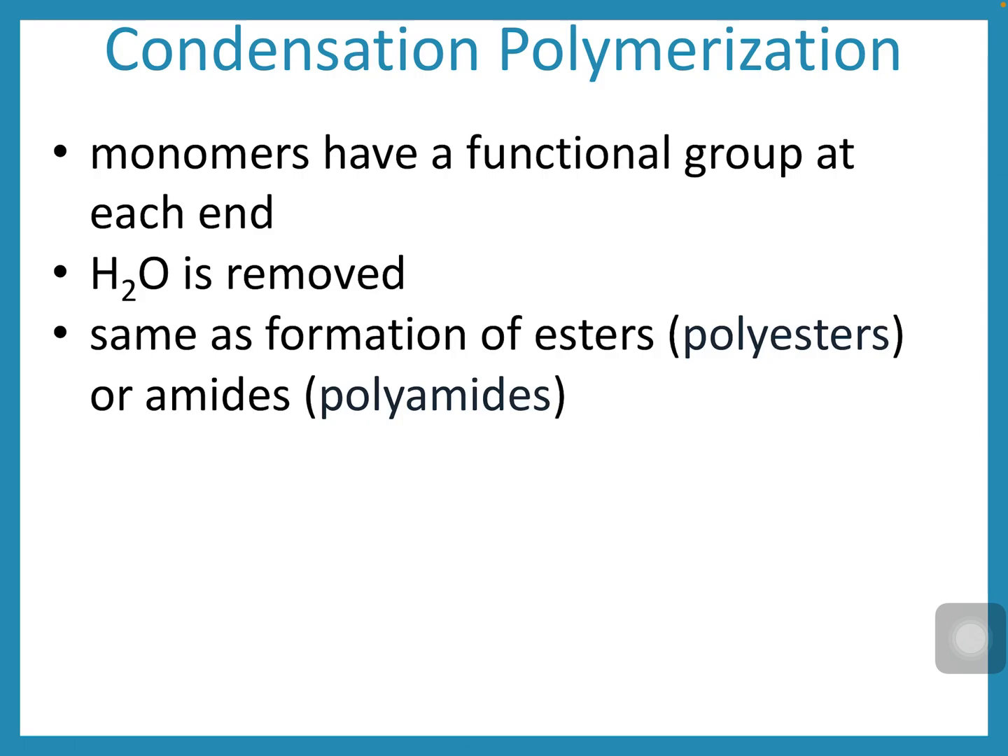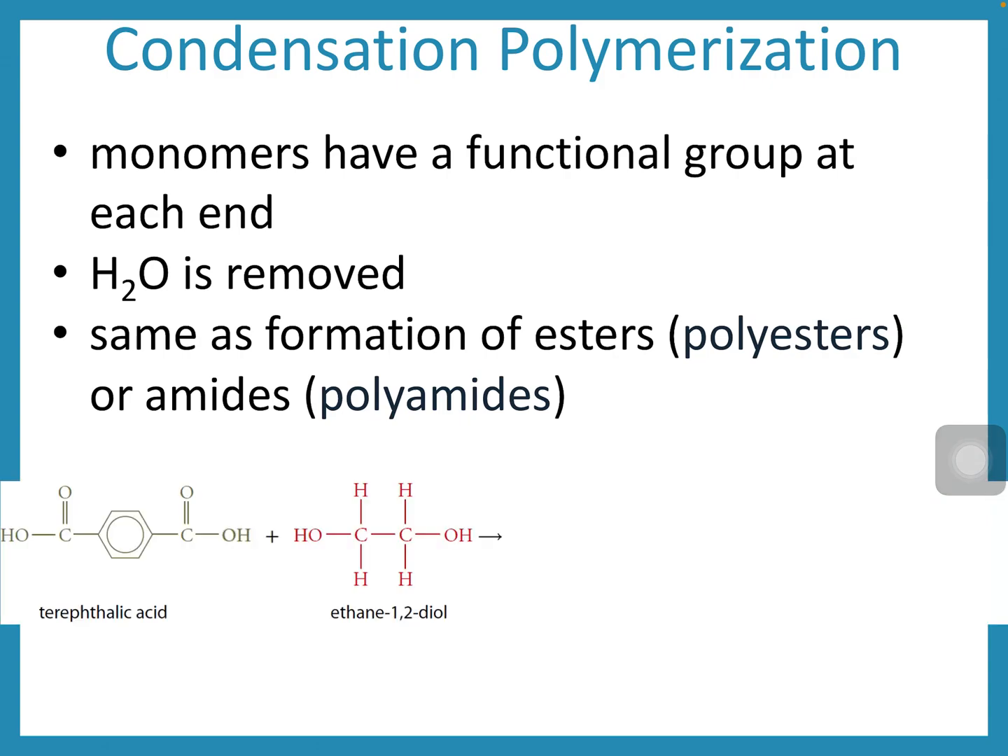So we've talked about condensation reactions, where we have two things combining to make an ester or two things combining to make an amide. So we can make polyesters or polyamides through this type of reaction as well.